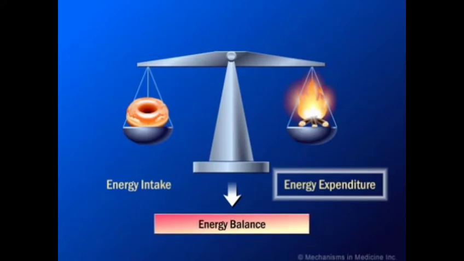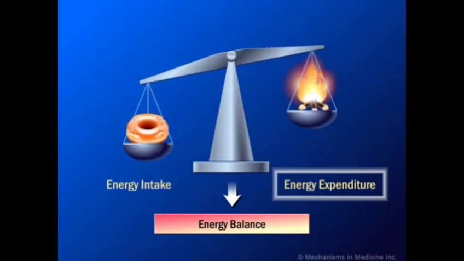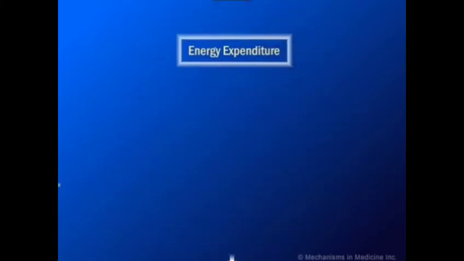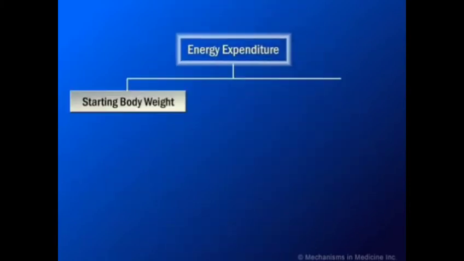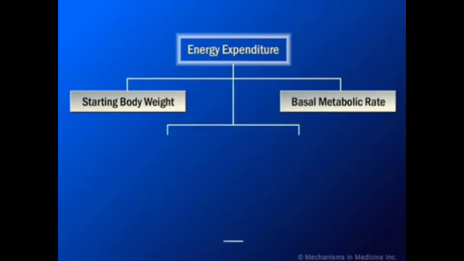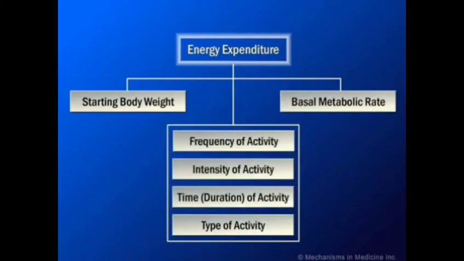If intake exceeds expenditure, then a net positive energy balance occurs. Energy expenditure depends on a number of factors. This includes the starting body weight, the basal metabolic rate, and physical activity. With regard to physical activity, there are several key variables, including the frequency, intensity, duration, and type of activity done. Let us examine energy consumption.